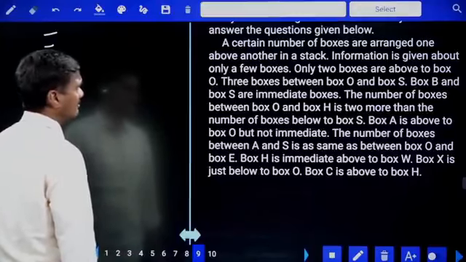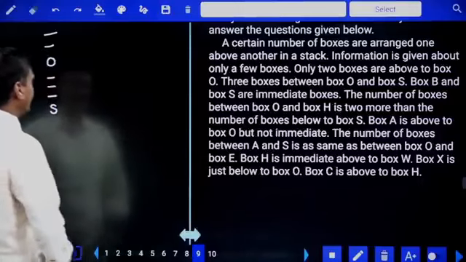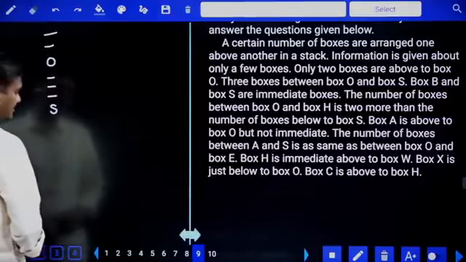And next one, box B and S are immediate neighbors, immediate boxes.